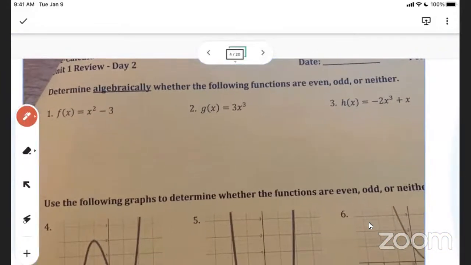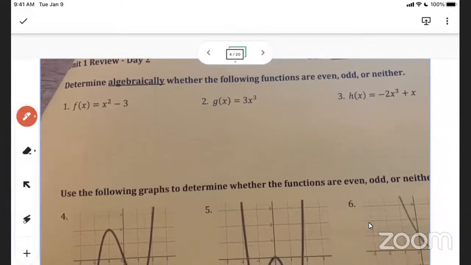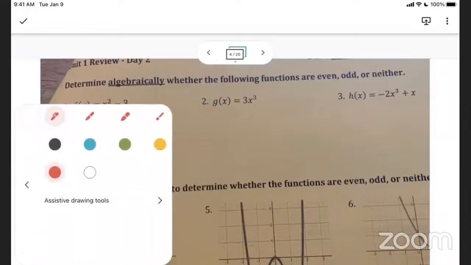Determine algebraically whether they're even, odd, or neither. Okay. So do you remember what I told you earlier on page 1? How do we know if it's even, odd, or neither? If it's odd, then it's the same on the Y, and if it's even, it's the same on the X. I switched it around, didn't I? Well, you kind of said it. You didn't really say it right.